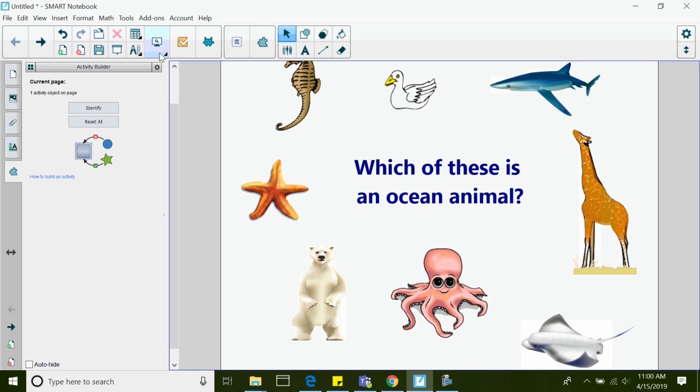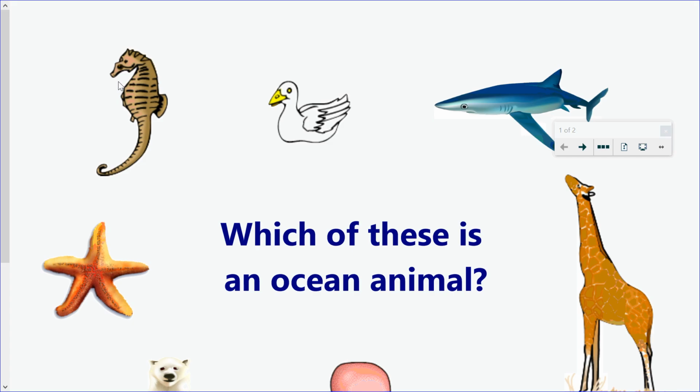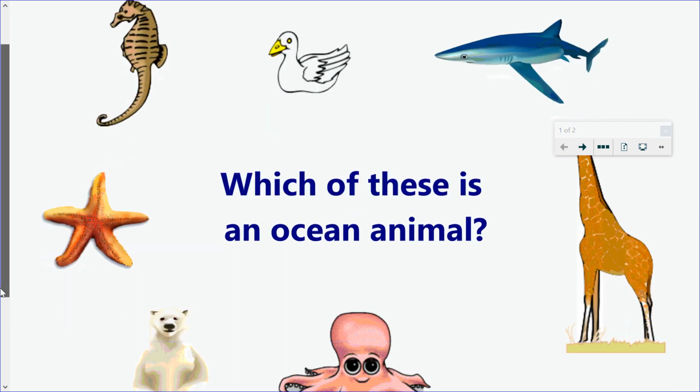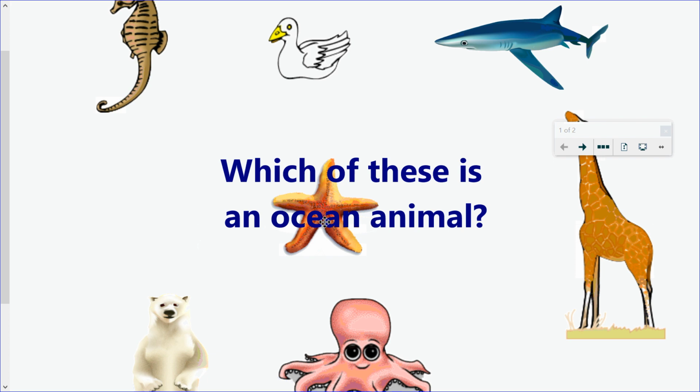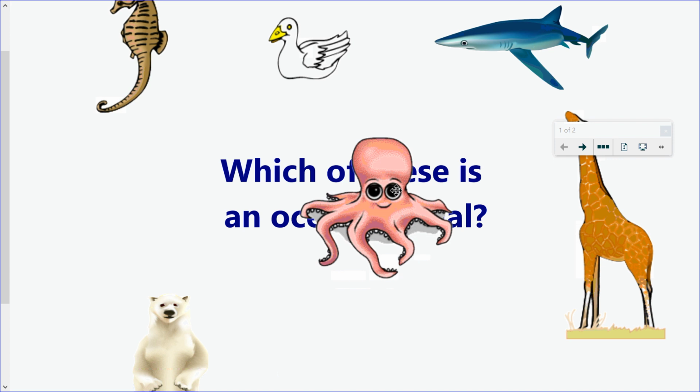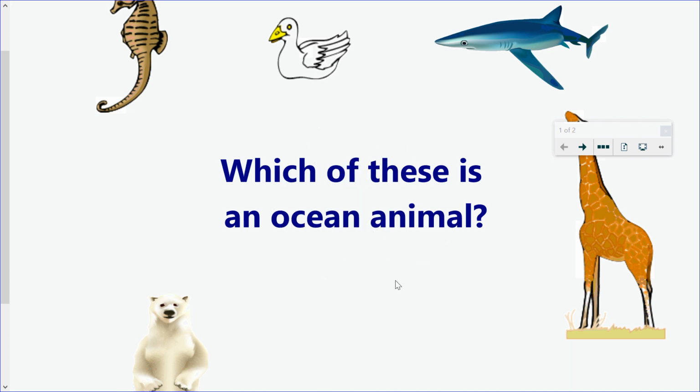Now when my students come into my class, I'd likely go into full screen mode and I'd set it so they can see everything. And what they would do is drag all of these, depending on whether they're an ocean animal or not, into this object. So I would say, all right, guys, which of these is an ocean animal? And they would say, well, a starfish is an ocean animal. And they're right because it disappeared. Let's do another one. An octopus is an ocean animal. And they also would be right because this would as well disappear.